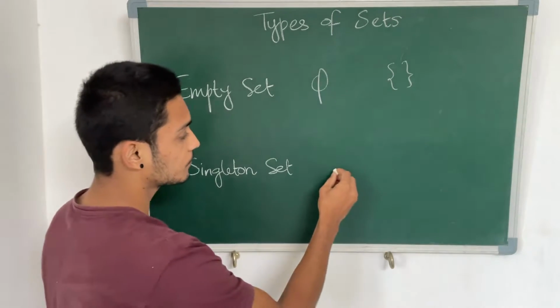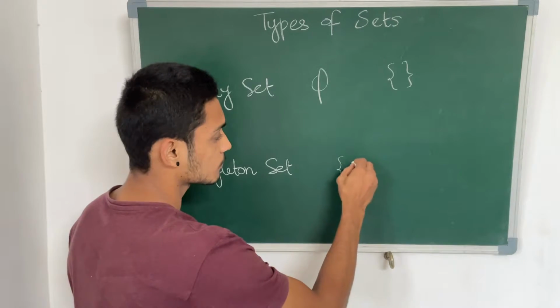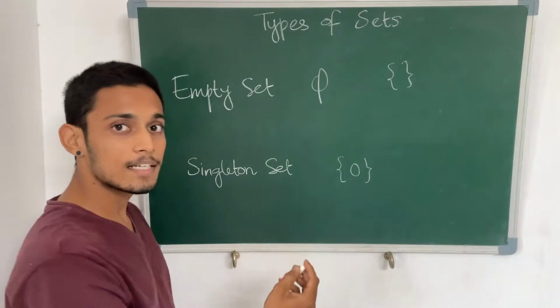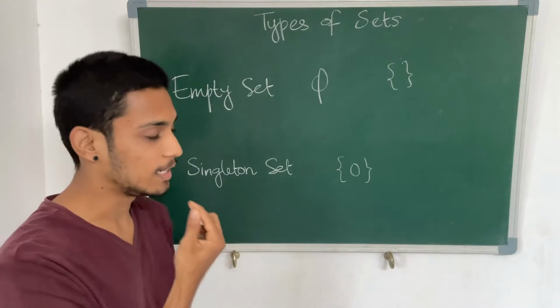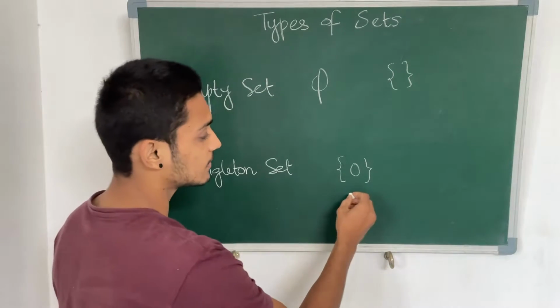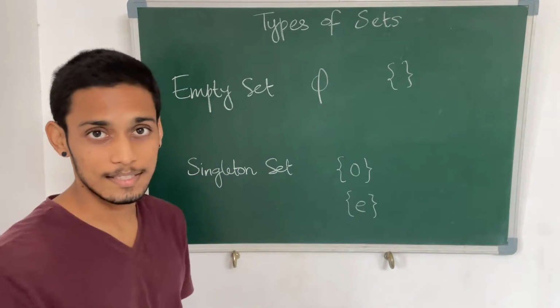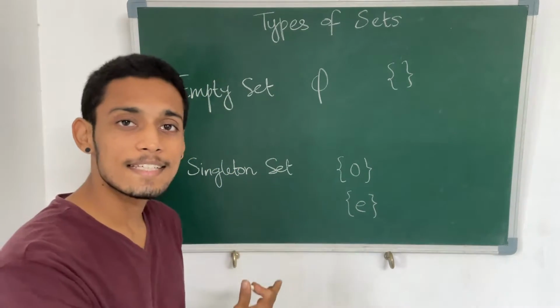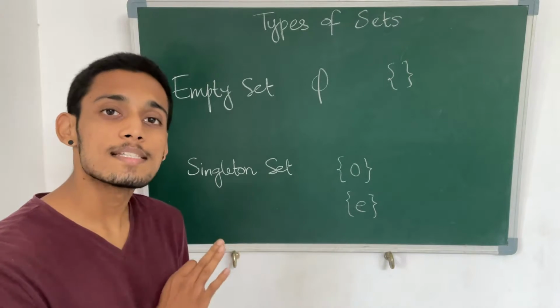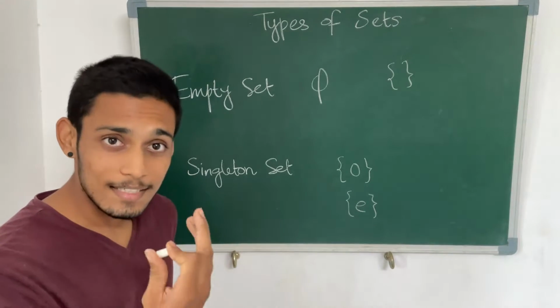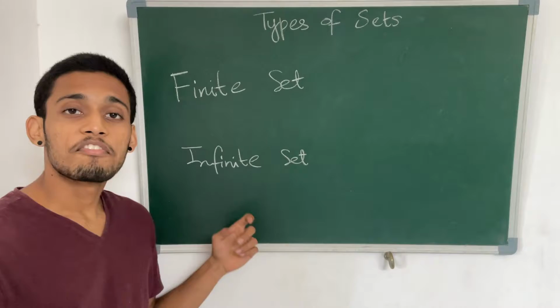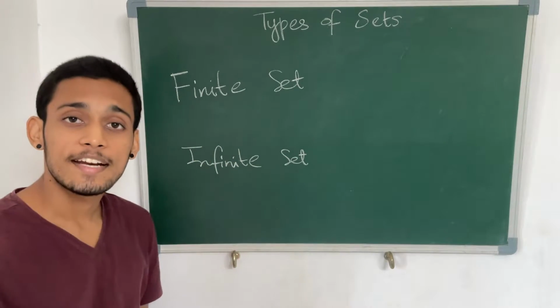So it could be a set with the number 0 in it, only one element. This is a singleton set. In the same way, this is a singleton set. So any set which has only one element is known as a singleton set. The other types of sets are the finite set and the infinite set.